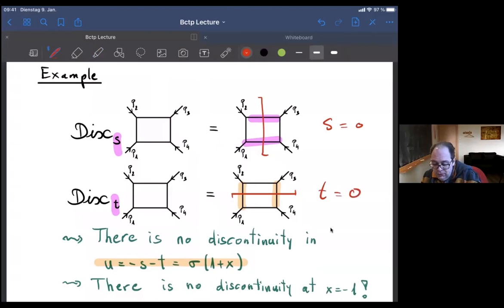Now, if you translate this from U to our variables sigma and x that we introduced yesterday, I remind you, sigma is essentially minus S, and x is T divided by S. So U is sigma times 1 plus x. When would U be 0? U would be 0 when either sigma is 0, which is S equal to 0. That would be the S channel discontinuity, and that's okay. Or x is equal to minus 1. x equal to minus 1 would mean that S and T are non-zero, but U is 0. And we know from physics that there's no cut corresponding to U equals 0, so there should be no discontinuity when x is minus 1.